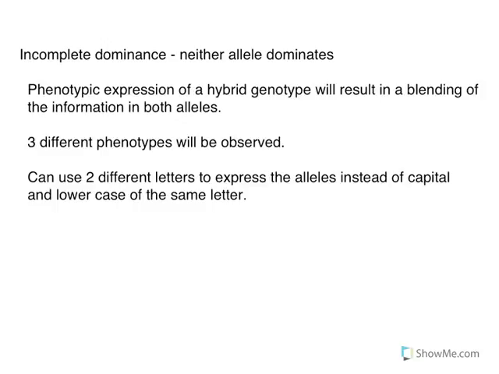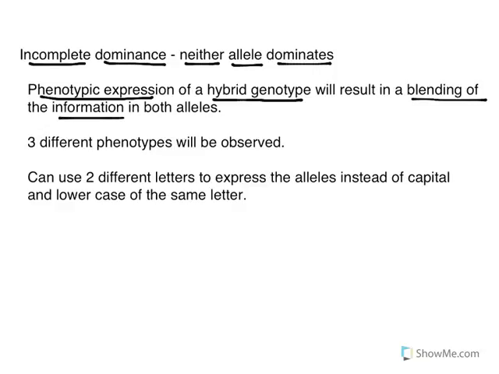This tutorial will explain incomplete dominance. Just as the word implies, in incomplete dominance, neither allele dominates. So, the phenotypic expression, what you will actually see when you have the hybrid genotype, will result in a blending of the information of both alleles. This will give you 3 different phenotypes.